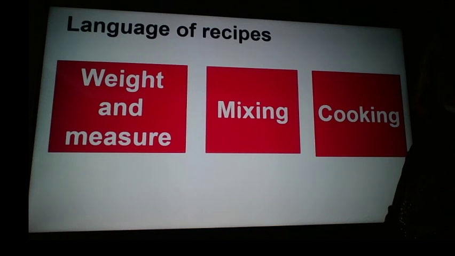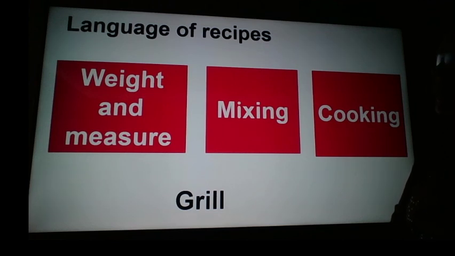And then I'm going to place the word into the correct box so you can work out for yourself, did you get that right? You don't have to write it on the live chat, but it is really important you ask yourself before you look at the answer, what do I think? And sometimes we have to guess. If you're not sure, you've got three boxes to guess from. So let's begin. The word is grill. Do you think this is a weight and measure word, a mixing word, or a cooking word? Let's have a look at the answer.